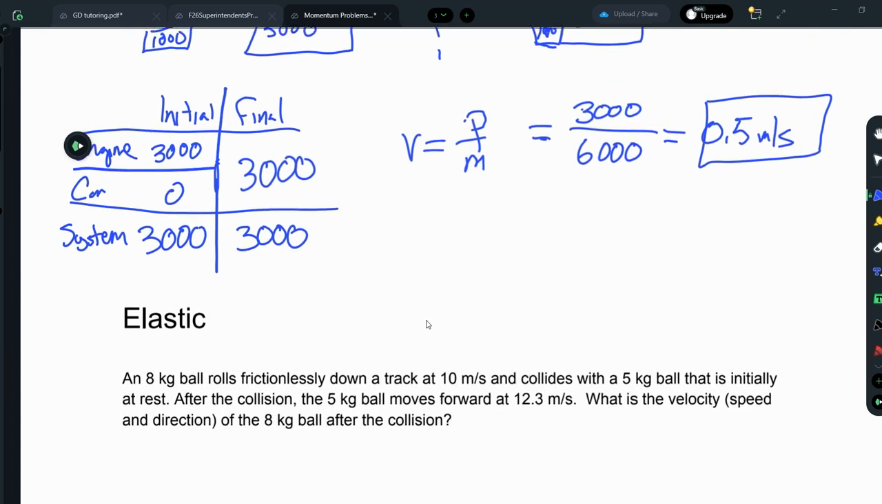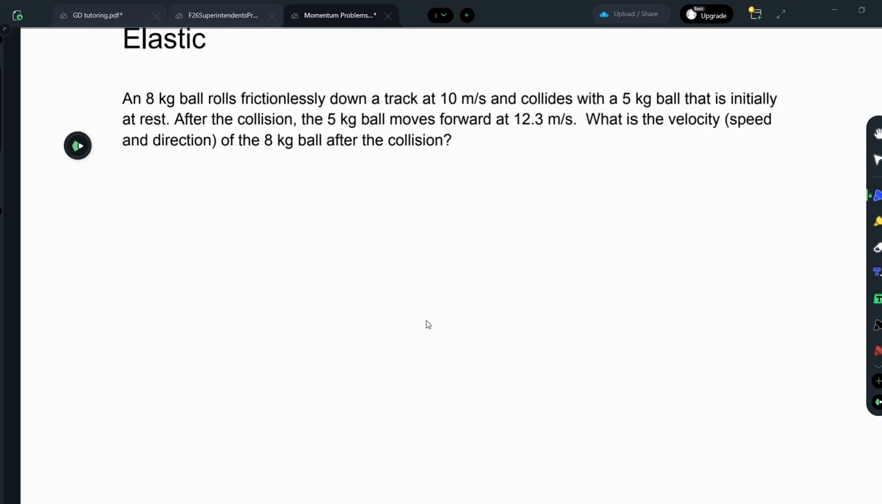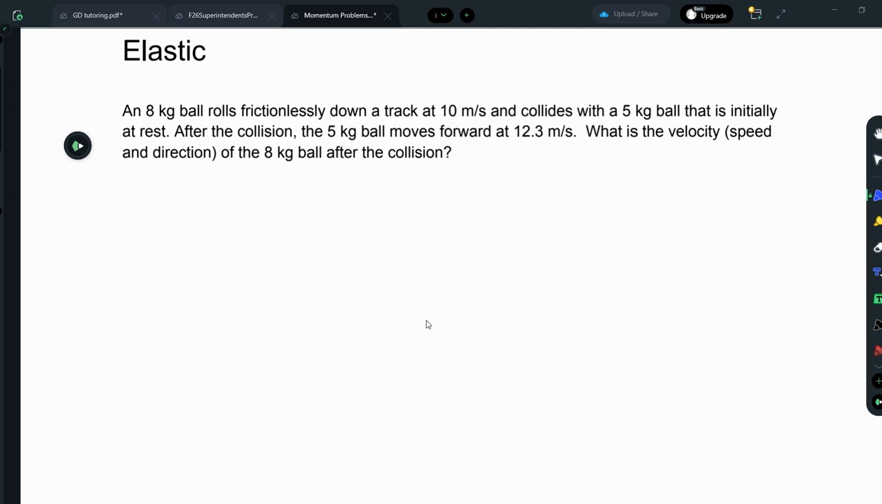An elastic collision is a little bit different, where objects collide with each other and then don't stay together. They have different velocities afterwards. So we have a little bit more information to deal with, but our process is still going to be the same. I'm going to draw my picture, make a table, and then solve the problem.